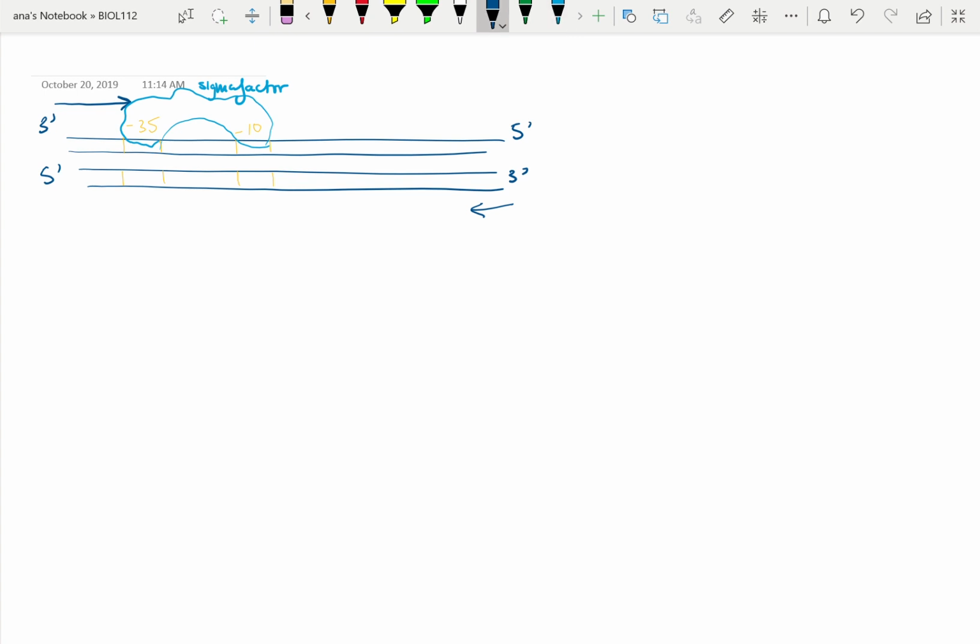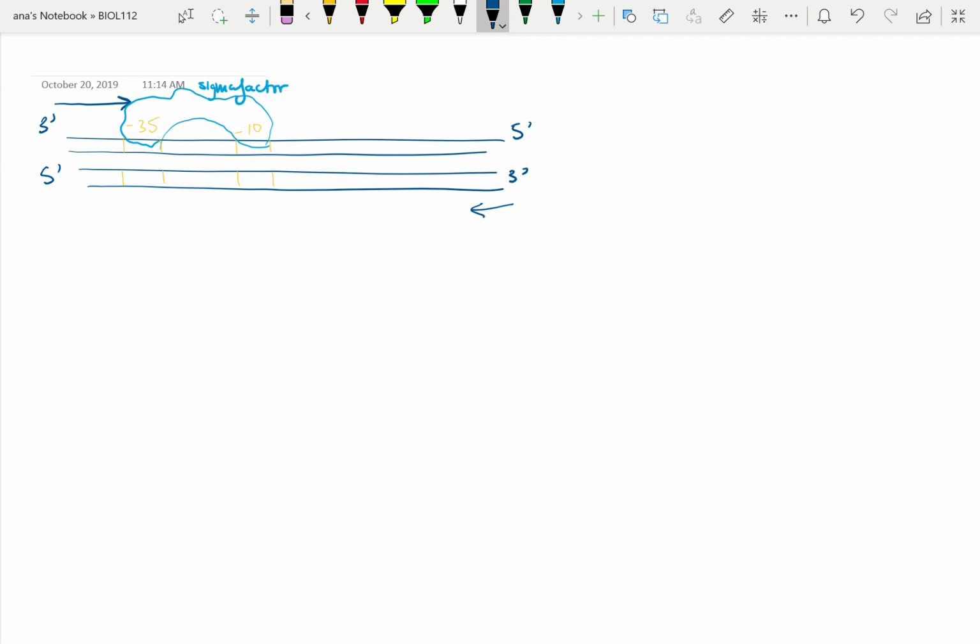So what's really important is the fact that the location of the -10 and the -35 boxes define which way sigma factor binds. Because as we discussed in class, sigma factor isn't a symmetrical molecule. So the way that it binds is really specific to the location of the -10 and -35 boxes.